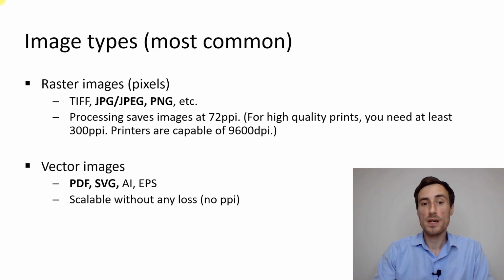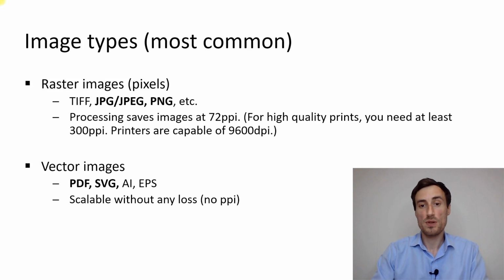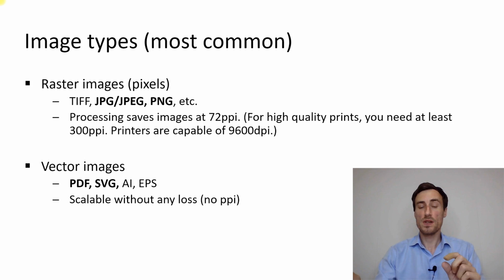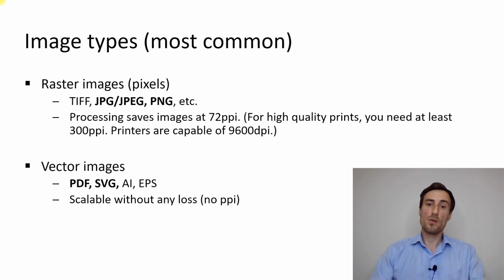And one thing to remember, I will repeat this later again, is that Processing saves images at 72 PPI. And PPI means pixels per inch. This is usually applied for digital displays, whereas we use DPI for printers, which means dots per inch. So for high quality prints, you need at least 300 PPI for your image. So you can see there is already a problem: if you save raster images with Processing and they're only 72 PPI, the quality will be quite low in terms of printing.